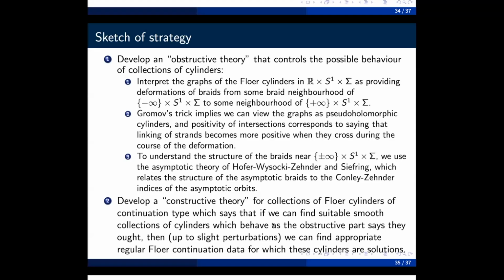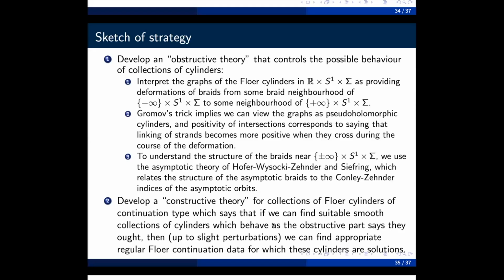So you really want to cut close to positive and negative infinity and look at the resulting asymptotic braids, where the Hofer-Wysocki-Zehnder asymptotic theory gives you control over the structure of these braids near the orbits, asymptotically. Then Gromov's trick tells you that the graphs can be interpreted as pseudo-holomorphic cylinders, so you have positivity of intersections of these things. Positivity of intersections then turns into a monotonicity of linking numbers. You can define linking numbers on surfaces in general for capped braids.